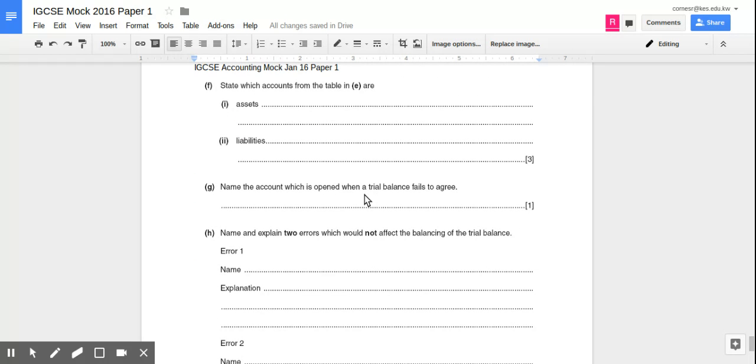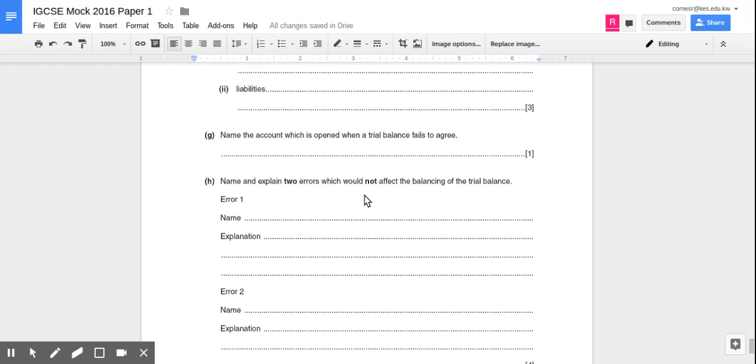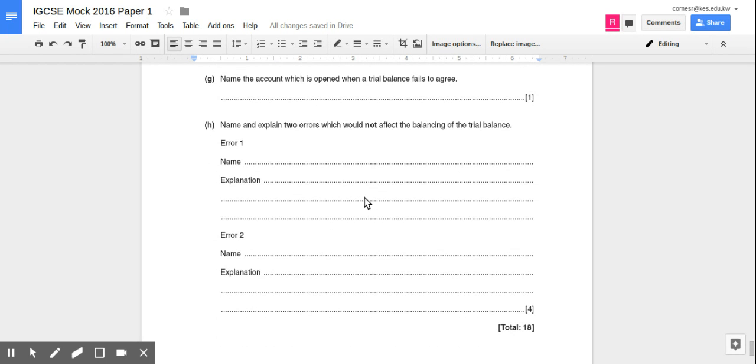When a trial balance fails to agree, we open a suspense account. Name and explain two errors which would not affect the balance of a trial balance. You could have gone for any of the big six: omission, commission, principle, original entry, reversal of entry, or compensating errors, with a quick explanation.